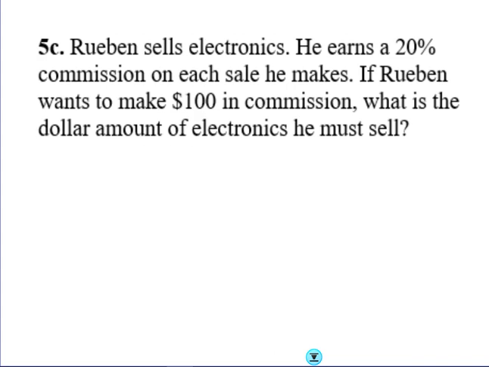All right. So in 5C, now Ruben earns a 20% commission, and he wants to make a $100 commission. I want you to go ahead and try this for yourself and find out how much he would need to sell in electronics to make his $100. Again, this is the one that will be checked for accuracy because you have two other examples that you can use to confirm that your process is accurate and that it makes sense. I hope this helps. If you have any other questions, feel free to reach out.